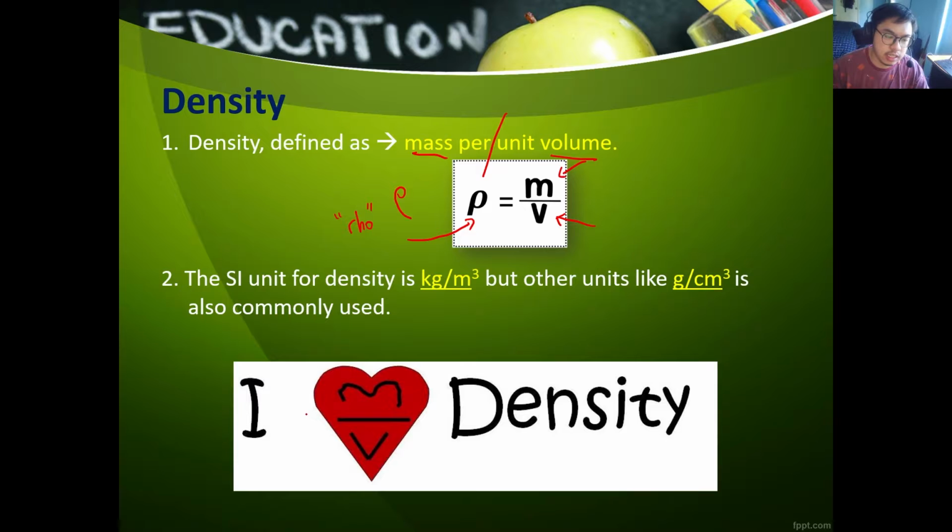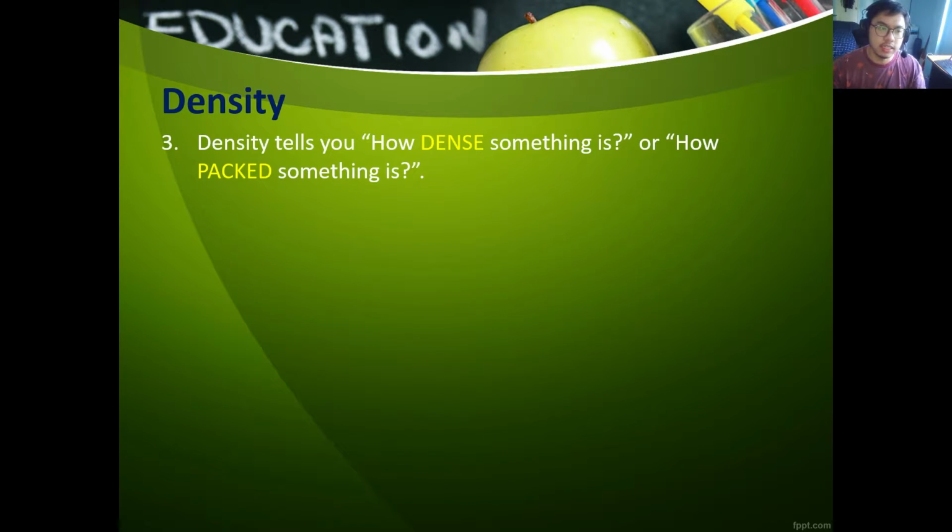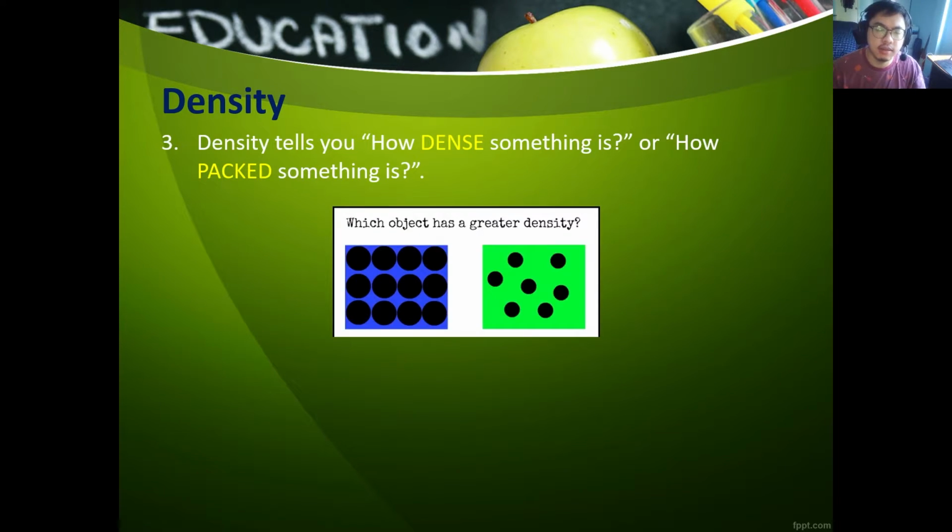You can see here "I heart density", where the shape of the heart gives you the formula. So M over V. So what is density? Density tells you how dense something is or how packed something is. If something is very packed, very dense, we say it has a high density.